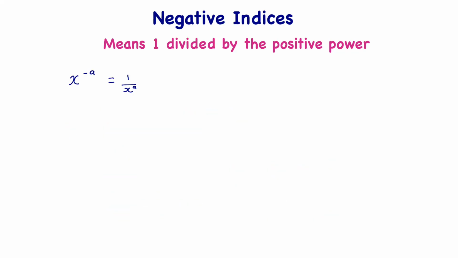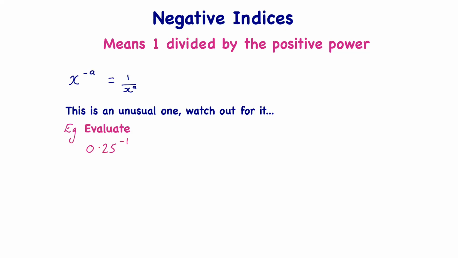Now we're going to have a look at an unusual example. We have to evaluate 0.25 to the power of minus 1. So for this example, we first of all change the decimal into a fraction. And then if you can remember back, whenever we have a fraction raised to a negative power, we turn the fraction upside down, which gives us 4 over 1, which of course is just 4 to the power of 1. So your answer is 4.